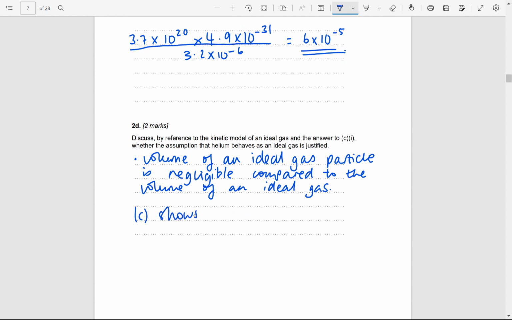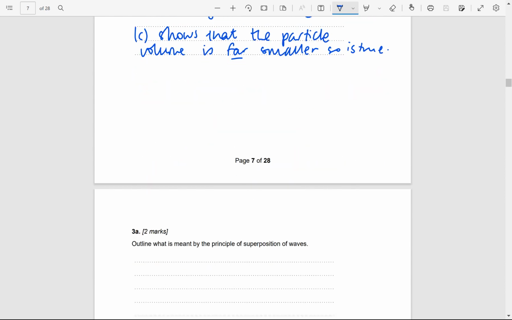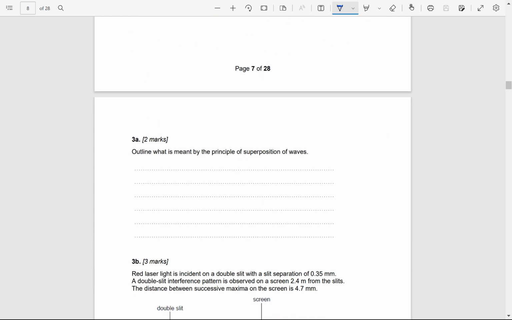So question C shows that the particle volume is far smaller, or something like that. So it's true, because it's 6 times 10 to the minus 5 times smaller. So what's that? Like 100,000, 600,000 times smaller, something like that. So yeah, it agrees.